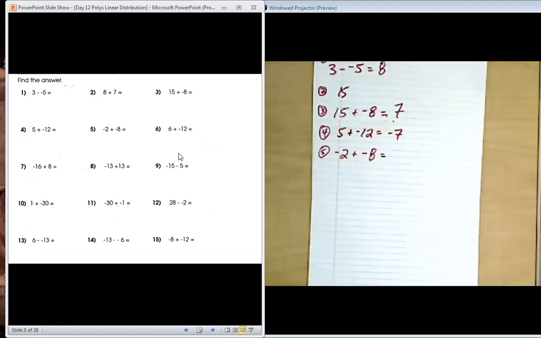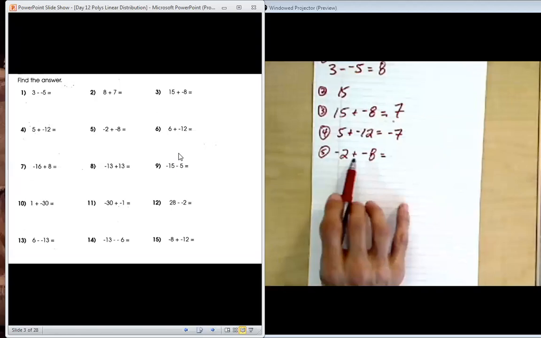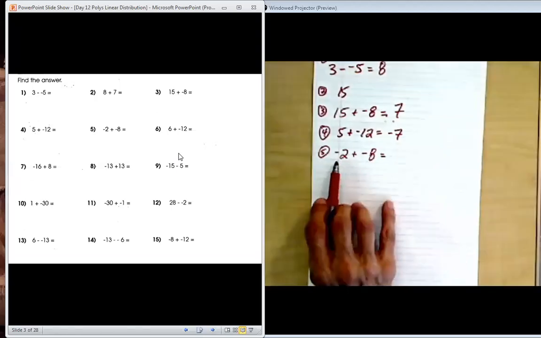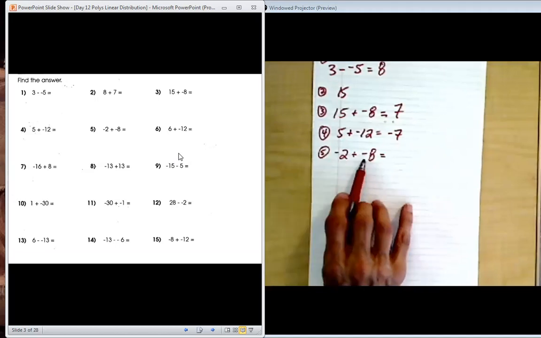Minus 6. Oh, okay. They're both minus. Okay, so this one you're below by 2, and then you go down even further. Minus 10. Minus 10 it is.